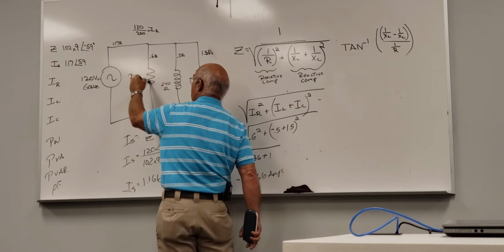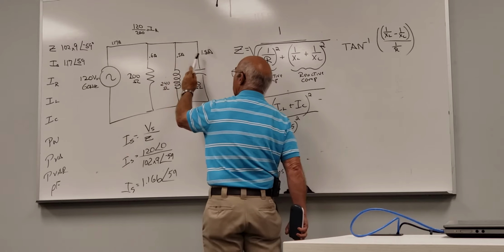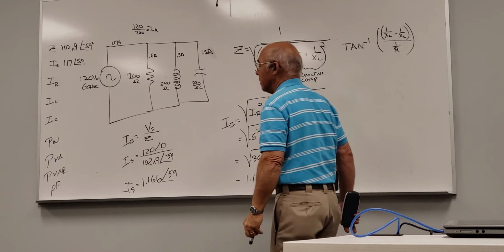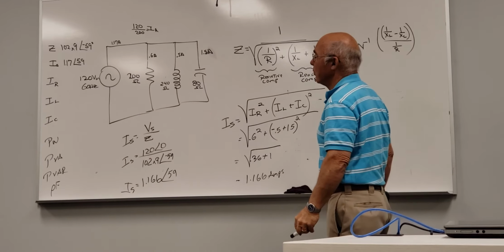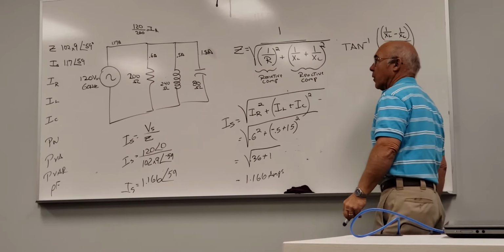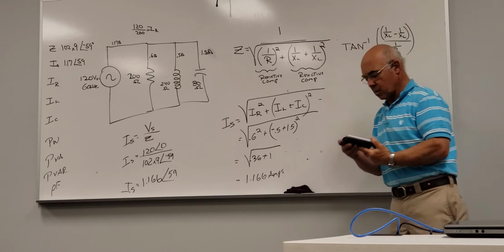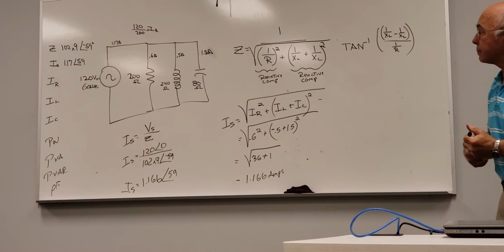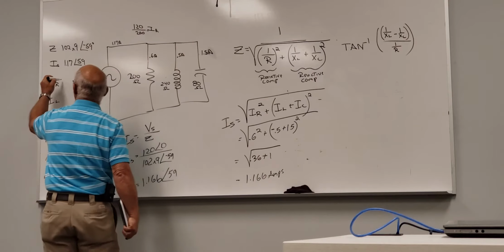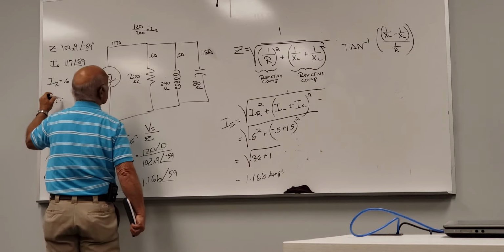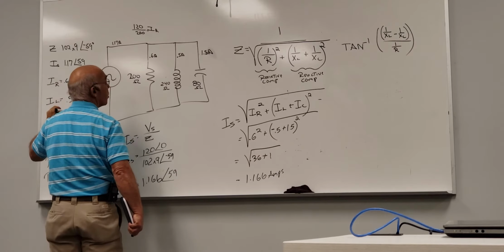And then the only current we got left is this current plus the difference between these two. Right? So that's the 1.16, because we have to add them algebraically, we get 1.16 amps. I sub R in this case was 0.6, I sub L was 0.5, I sub C is 1.5.